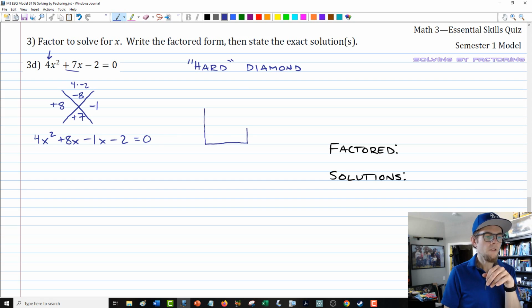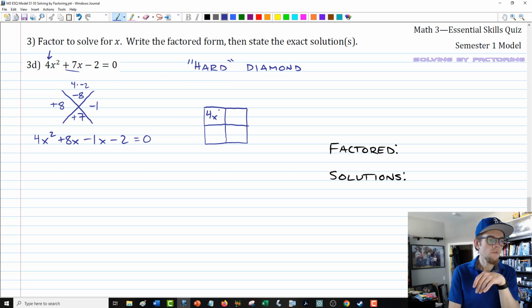So I'm going to draw out our little box here. Again, there's lots of techniques. You could also use a split the middle technique. Maybe I'll show that if there's time at the end. We're going to put one of these pieces into each of the spots, starting from left to right and then up to down. So 4x squared, plus 8x, minus 1x, minus 2.